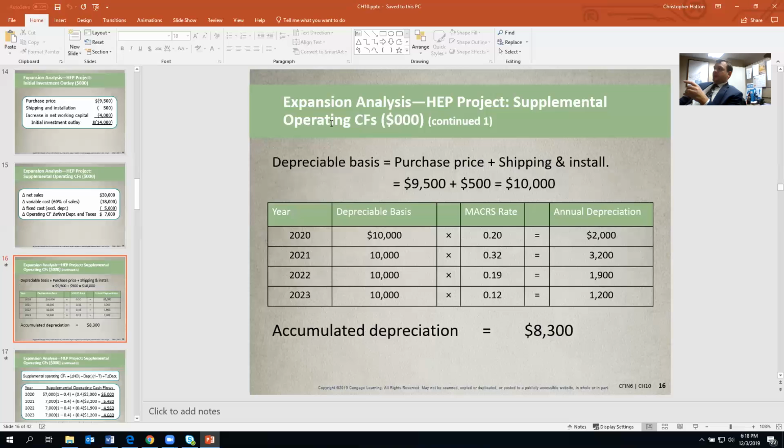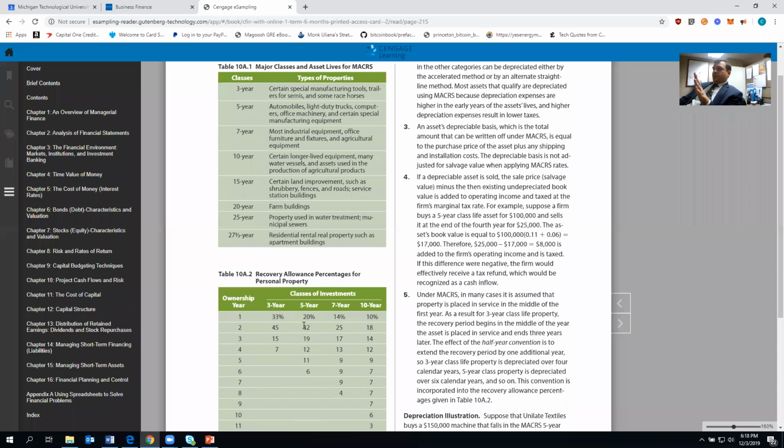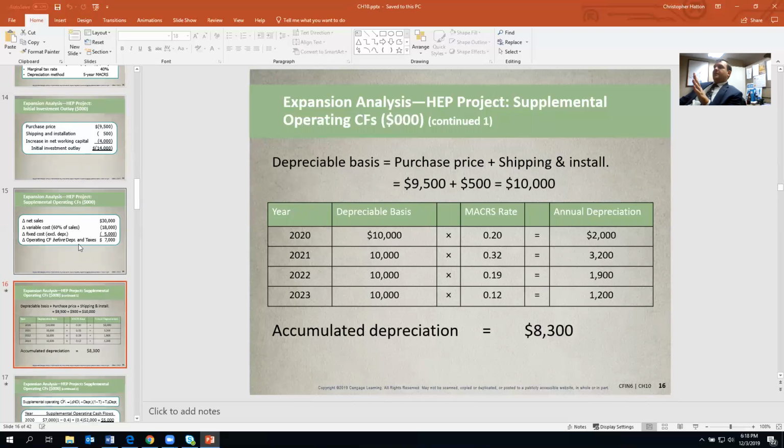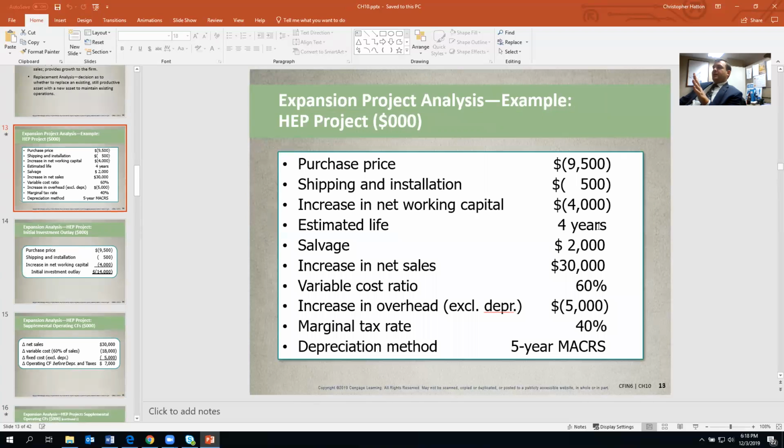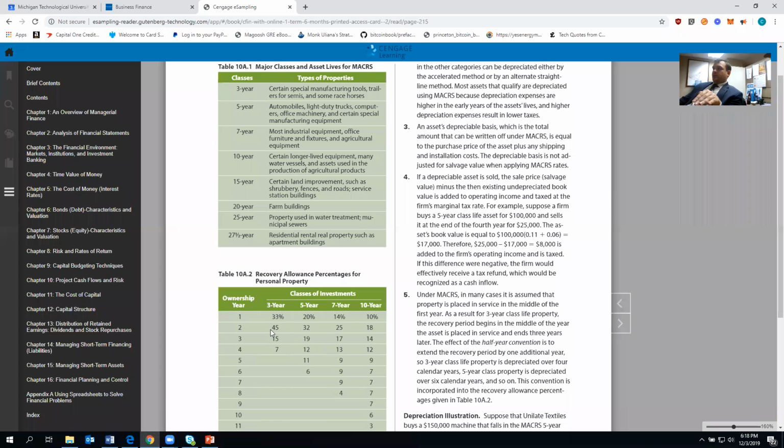All right, so depreciable base is going to be your purchase price plus your shipping and installation. And then again, the MACRS rate, this was a 5-year schedule. So 20, 32, 19, 12. And again, it said it had a 4-year life. So you only go the amount of years. So it's a 5-year schedule, but it only has a life of 4 years. So you only go this deep into the schedule. So 20, 32, 19, and 12.